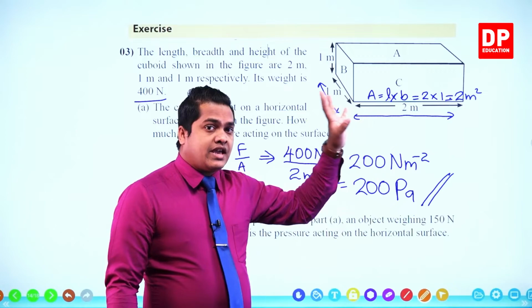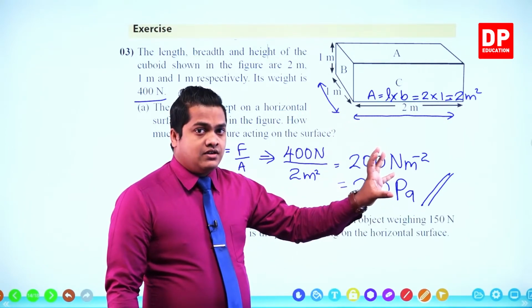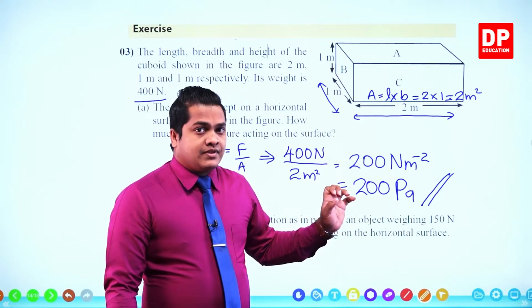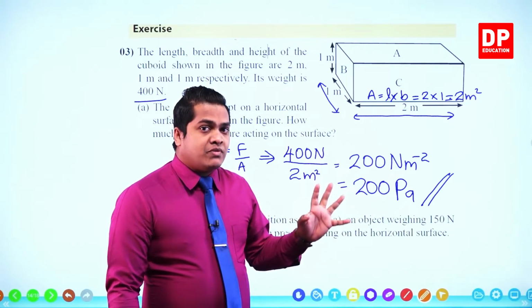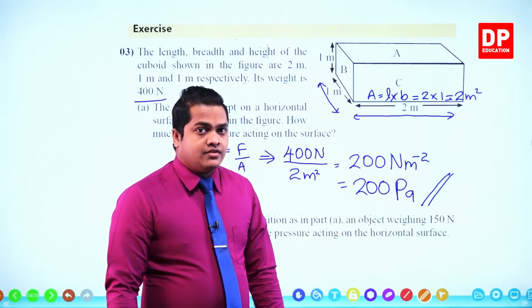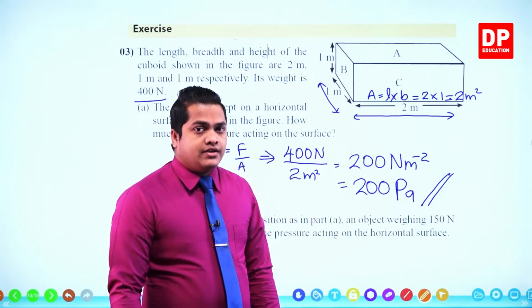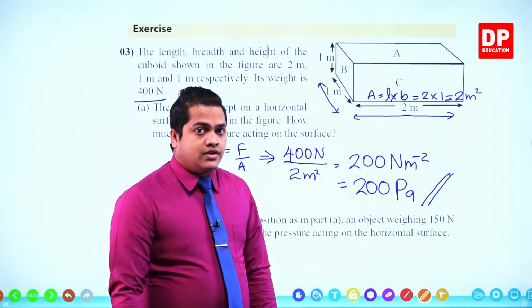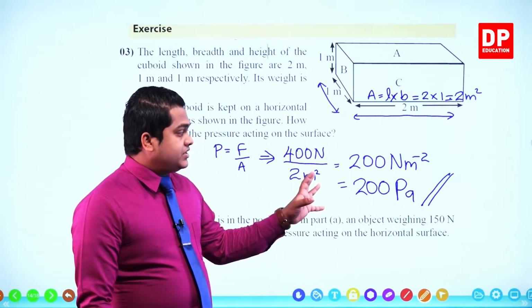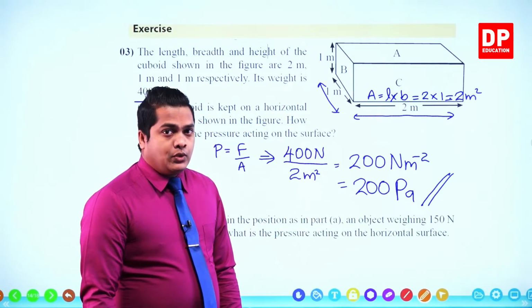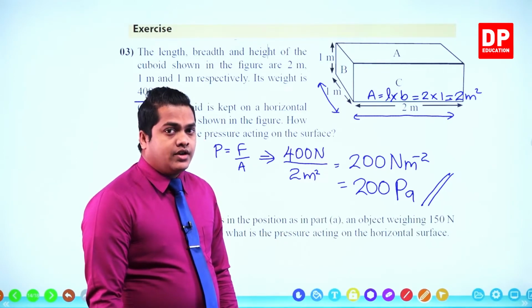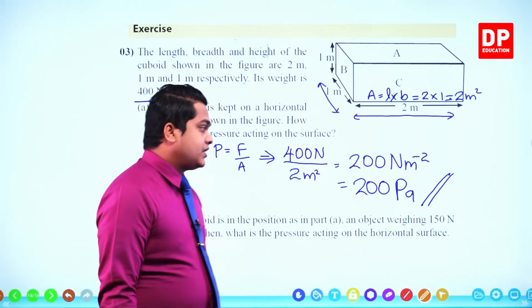You have to first of all calculate the surface area which the box is contacting. To find that, you need to multiply length with the breadth. That's how to find out the area, right? So when you multiply length with the breadth, area is equal to 2 m squared. Now what you need to do is divide 400 by 2. The answer is 200 pascals or 200 newtons per square meter.